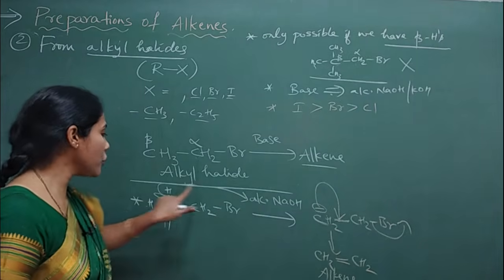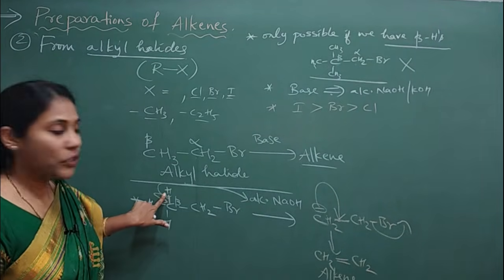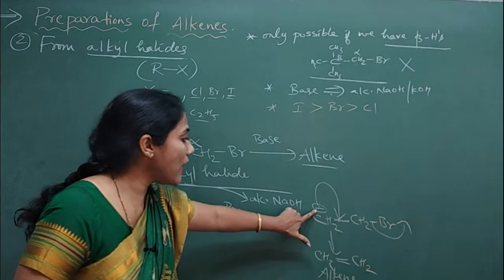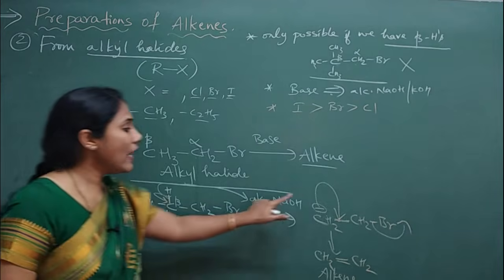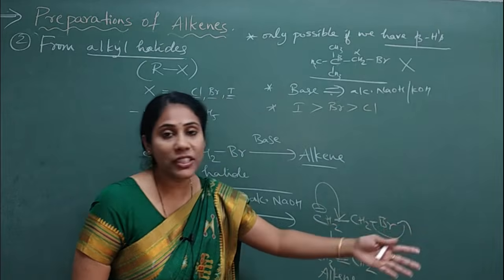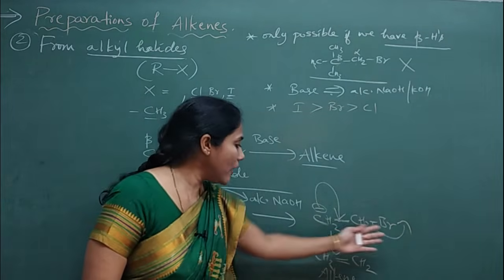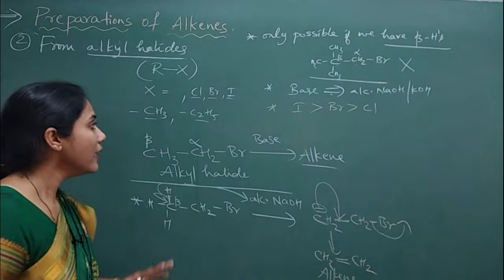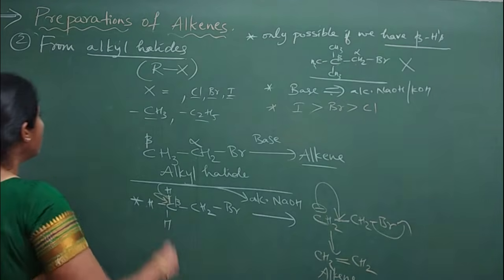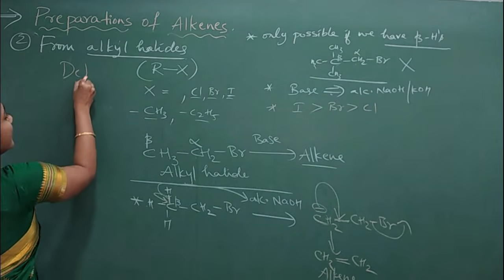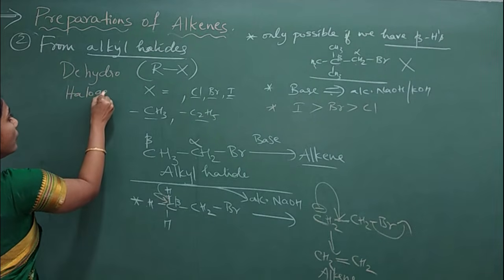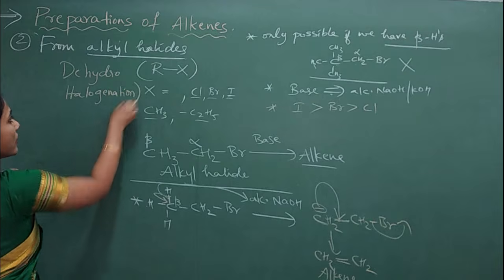Okay, so base initially is abstracting a proton. The bond is shifted onto the beta carbon so that a negative charge is formed on the beta carbon. Now the charge moves here, and automatically one of the groups must come out. So halogen is the best leaving group, so it will come out. That way you will get alkene. Okay, so this is what we call dehydrohalogenation. So why do we call it dehydrohalogenation here?